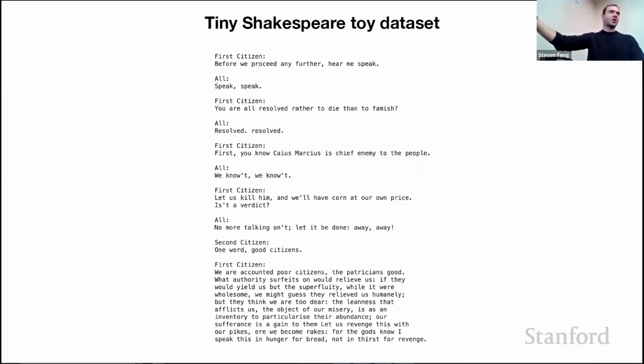So here's some fake Shakespeare. Sorry, this is real Shakespeare. We're going to produce fake Shakespeare. This is called the tiny Shakespeare dataset, which is one of my favorite toy datasets. You take all of Shakespeare, concatenate it, and it's a 1 megabyte file, and then you can train language models on it and get infinite Shakespeare if you like, which I think is kind of cool.